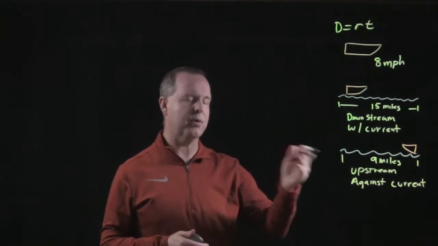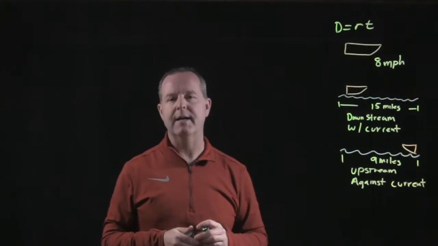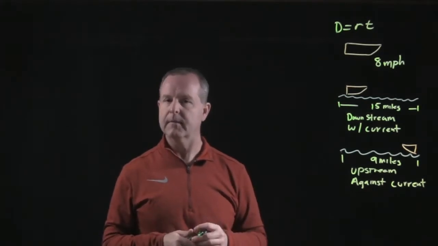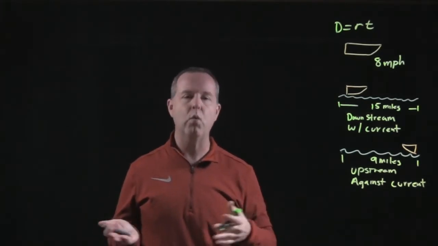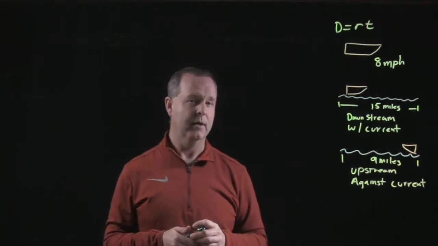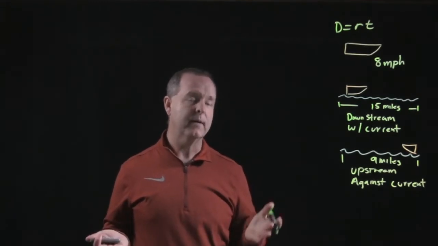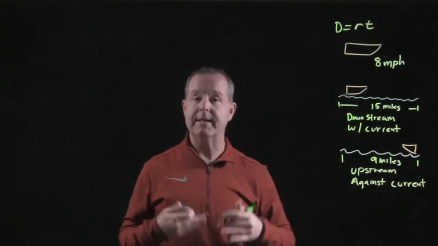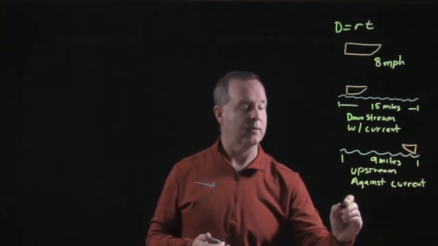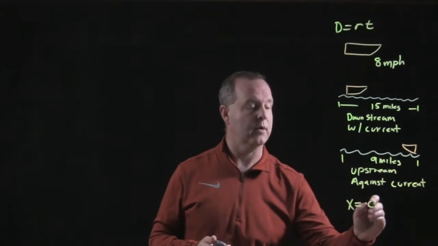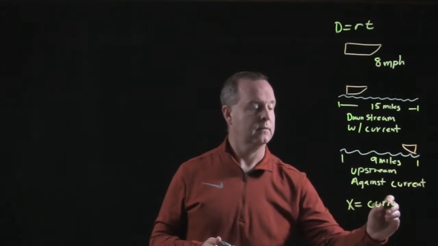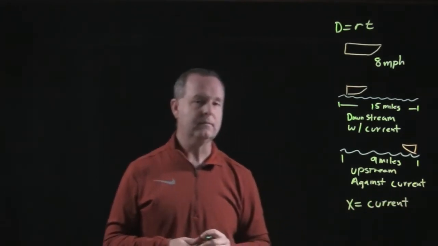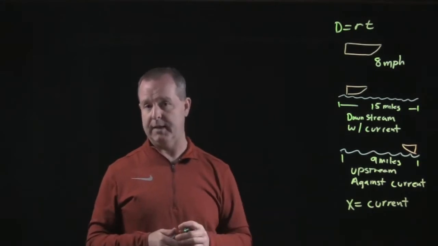So as I'm looking at this problem, I first need to realize it's a motion problem. The second thing I need to realize is, well, what is the problem trying to ask me? What is it that I don't know? And in this particular case, I don't know the rate of the current. So I'm going to assign that as a variable. So for example, x will equal the current of the water on that particular day.